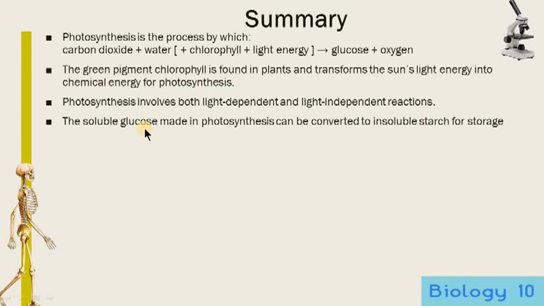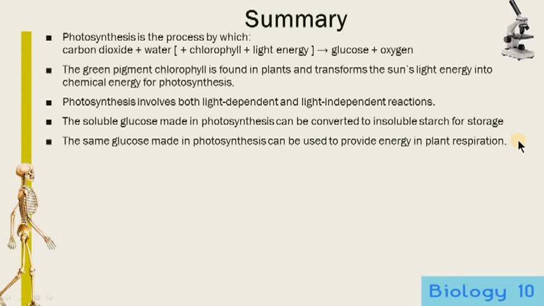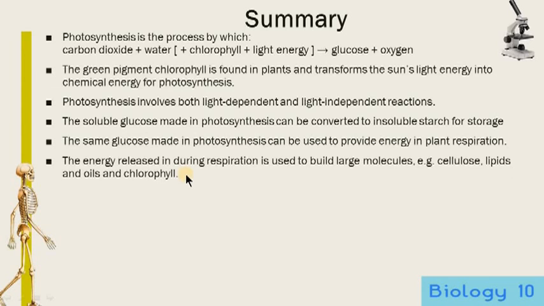Glucose is a soluble molecule, and this means it will dissolve in water. So once it is made in photosynthesis, it is then stored as starch, which is insoluble. This glucose can be used to provide energy to the plant. The energy produced through respiration is used to convert small molecules into larger molecules. These include plant compounds such as cellulose, lipids, oils, and chlorophyll.